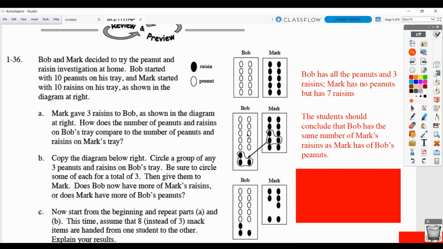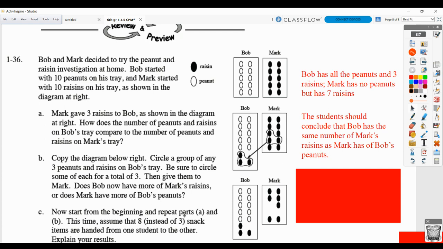So the number of raisins that Mark gave to Bob is the same as the number of peanuts that Bob gave to Mark, or again, a combination. So make sure you're specific here as to what you did, and then ultimately you should see that the number of raisins that Mark has is equal to the number of peanuts that Bob has.